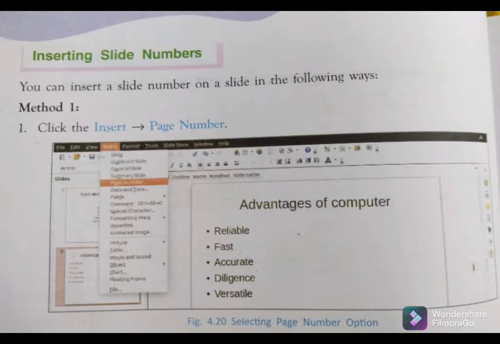The next topic is inserting slide numbers. We can insert a slide number on a slide in the following ways. There are two different methods to insert a slide number. First method is method 1. First step, click the insert menu. From the insert menu, select the option page number.